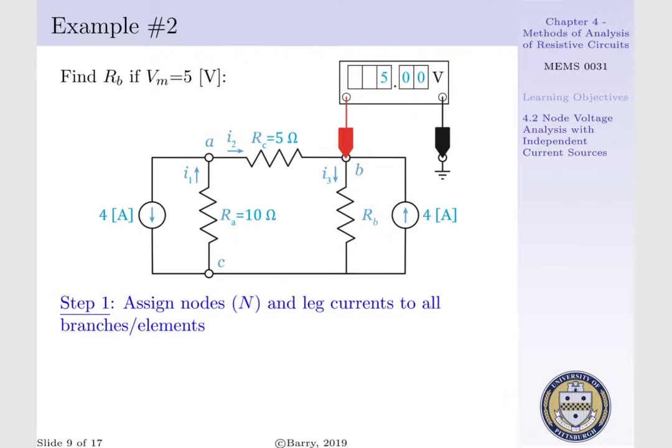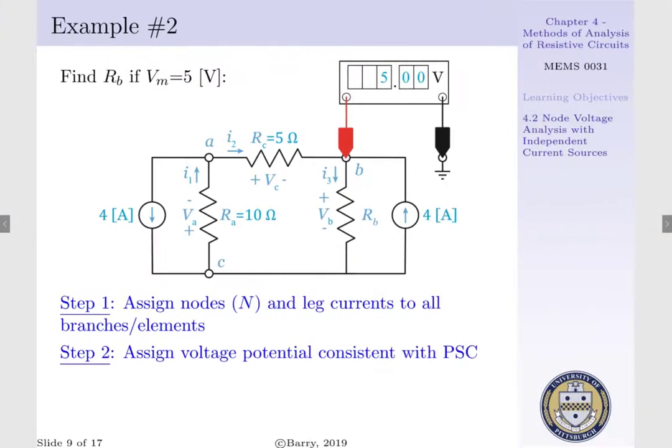Now we assign branch currents as best we can. We assume I1 runs from node C to node A through RA. We assume I2 runs through RC between nodes A and B. And we assume I3 runs between nodes B and C through RB.